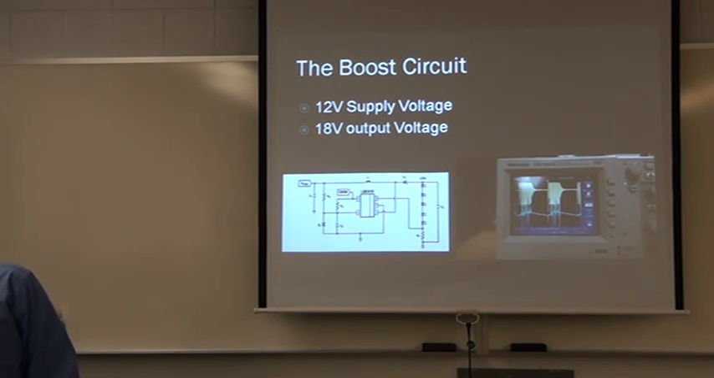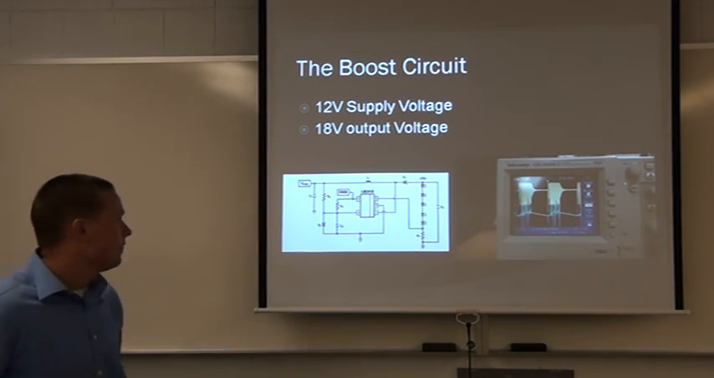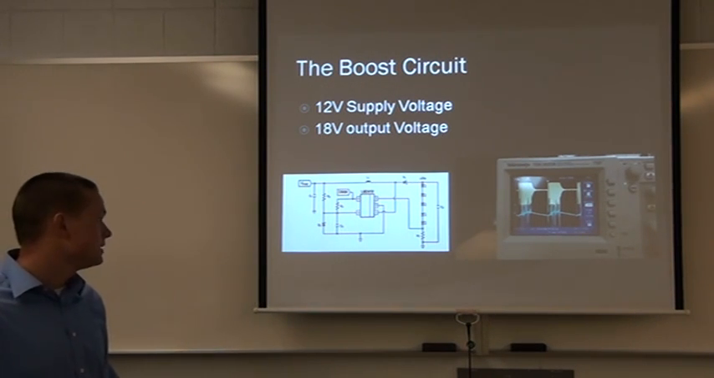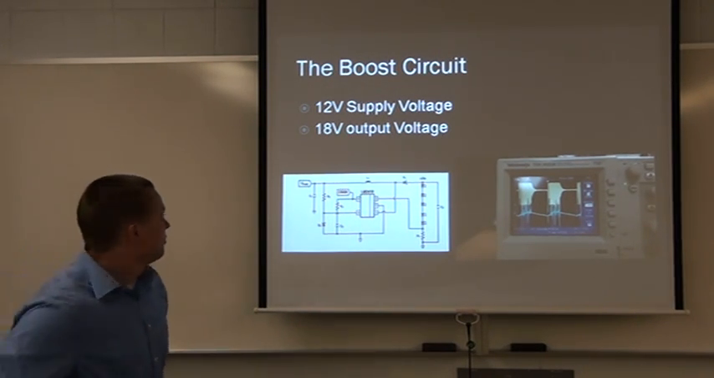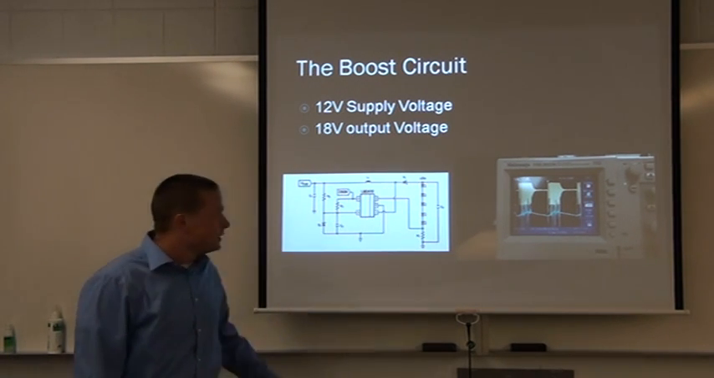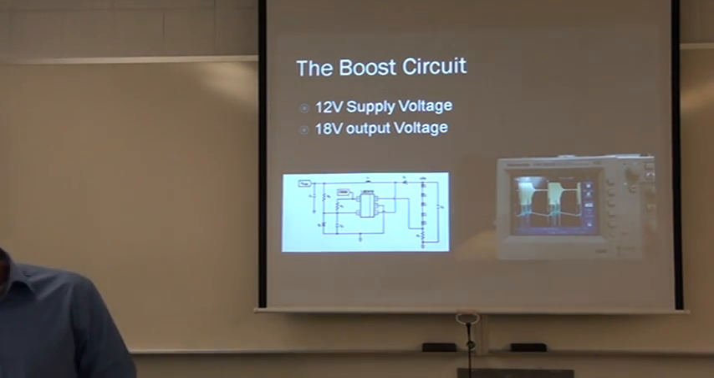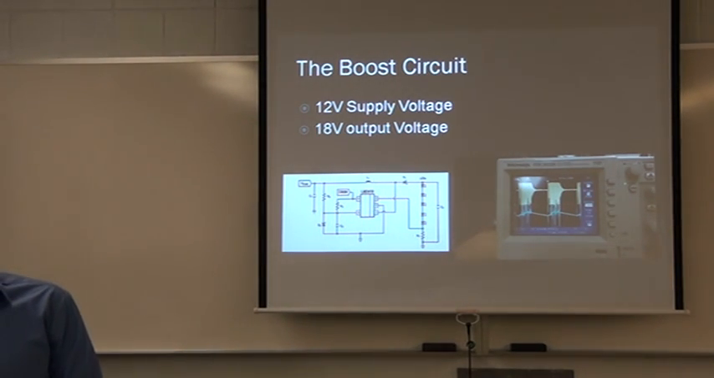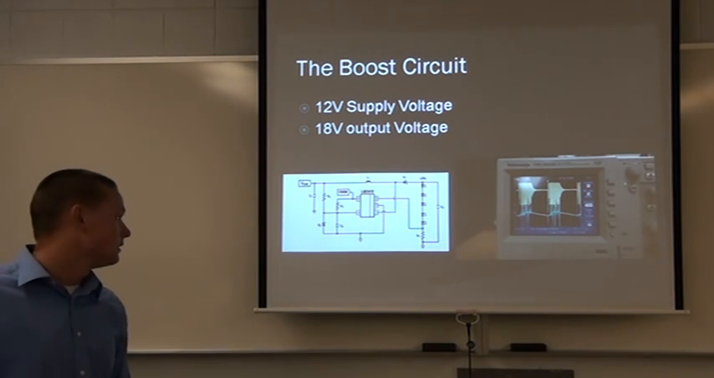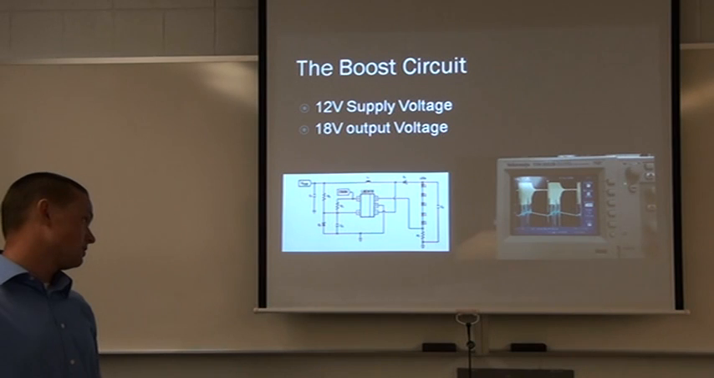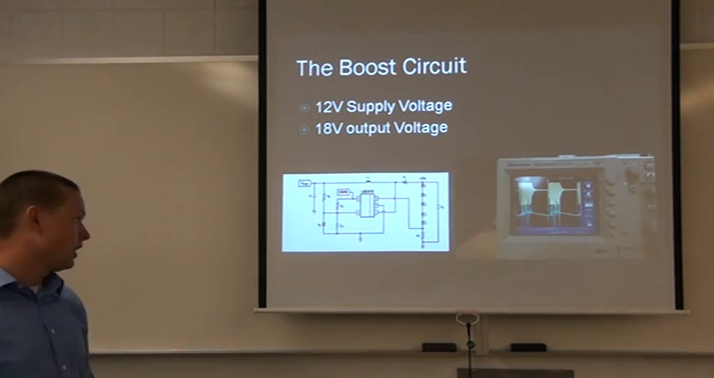If you look at the oscilloscope, you can see that the yellow one is looking at the output of the inductor. It's taken the 12 volt input and boosted it up to 18. Can't really see it, but there are 5 volt division blocks, and it goes up roughly 3.5 blocks, so somewhere around 18 volts.